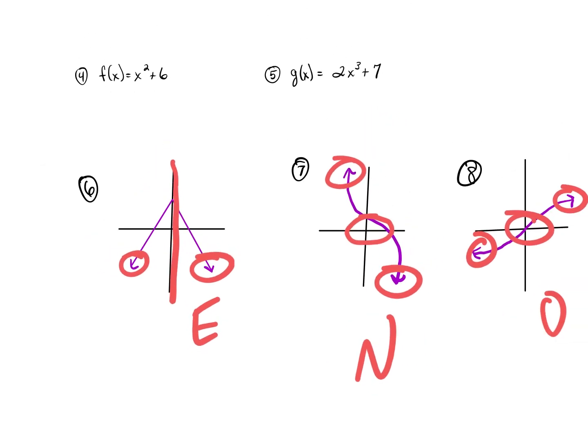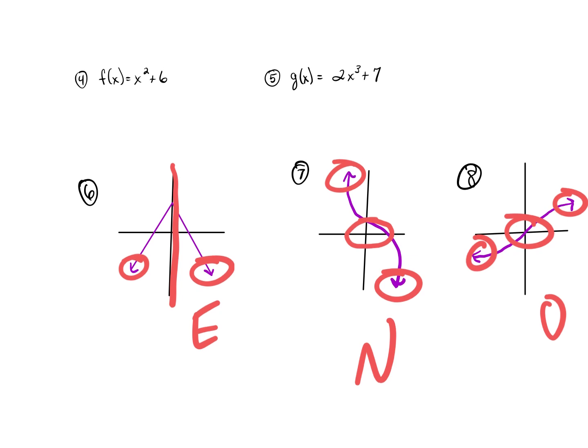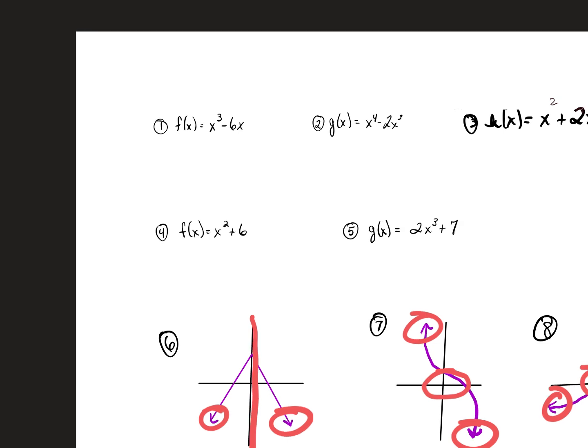Okay, odd, even, or neither. I just went through this and didn't record. If you notice, in number 6, the arrows are going in the same direction, and the y-axis cuts it in half. It's symmetric to the y-axis, that's why it's even. Number 7, the arrows are going in opposite directions, but it does not pass through the origin. That's why it's neither. And in number 8, opposite directions of the arrows, and it does pass through the origin. That's why it's odd.